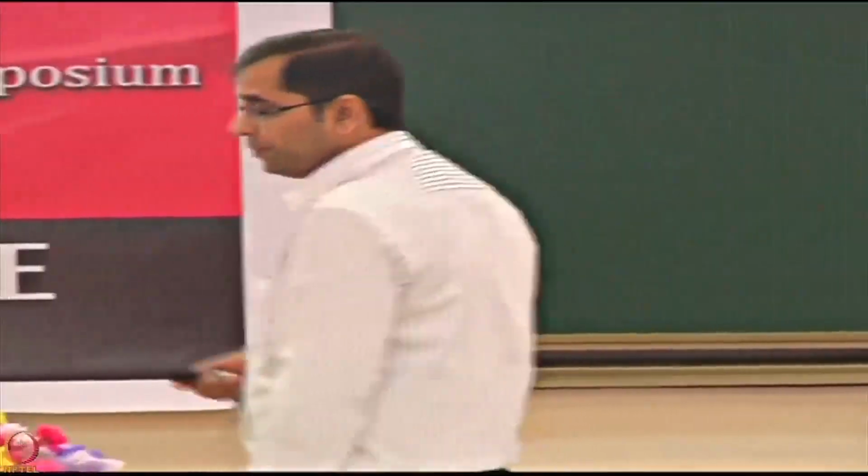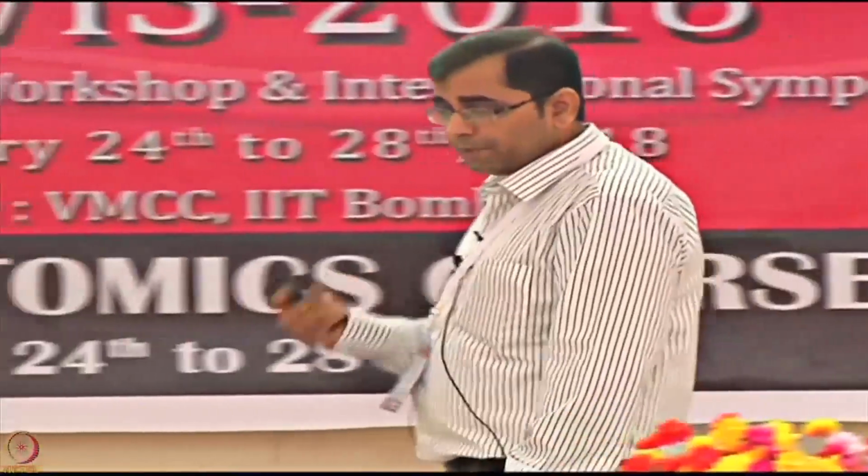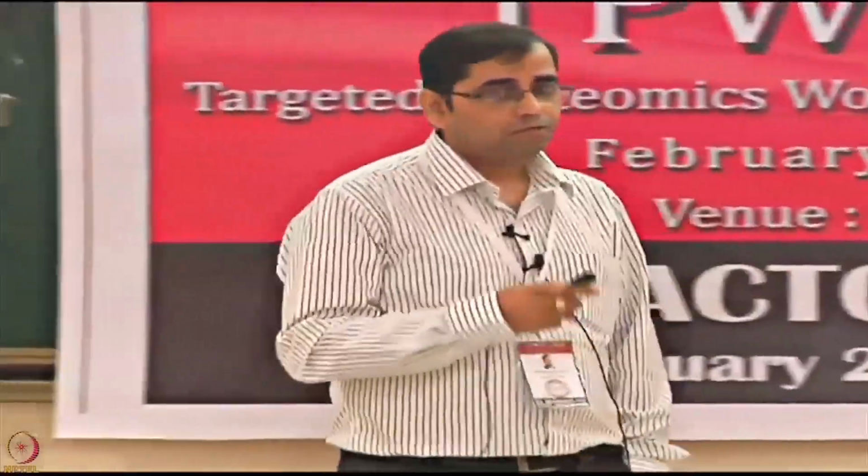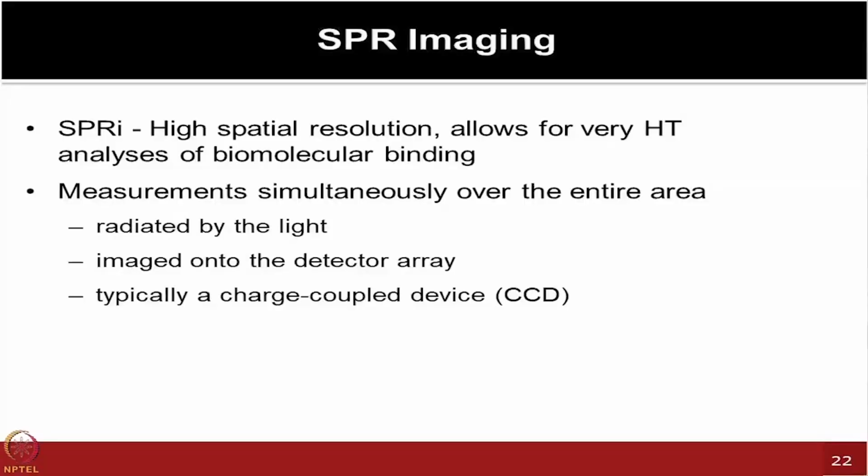So, SPR imaging is one of the high spatial resolution platforms which allows for high throughput analysis of various types of biomolecular binding interactions which you want to measure. Here the intention is that you are using an imaging platform. So, imagine that you had the gold chip which you are using for SPR, but in SPR gold chips you have a very small region where the gold part is there.